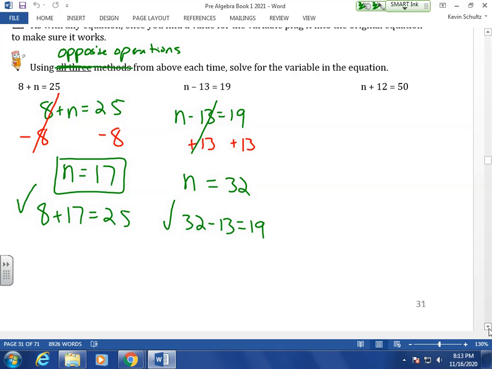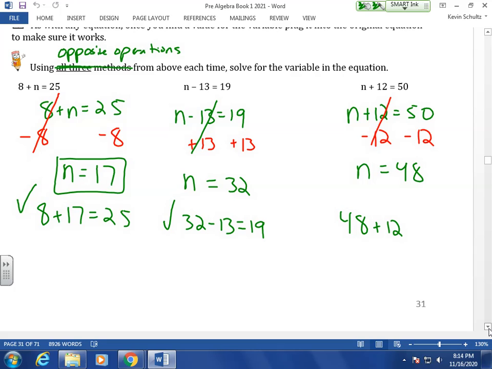Okay. The last one here, third one here. n plus 12 equals 50. Again, I'm going to rewrite the equation down below. n plus 12 equals 50. What's being done to n? I'm adding 12. I want to remove that. I do that by subtracting 12, opposite operations from both sides there. 12 minus 12 gives us 0. And 50 minus 12 is 48. So n equals 48. We're going to go back and check.